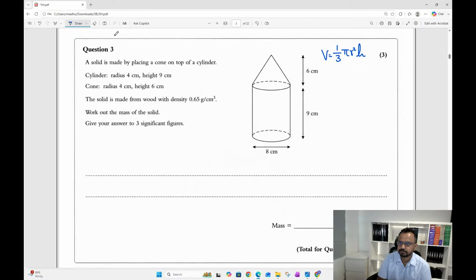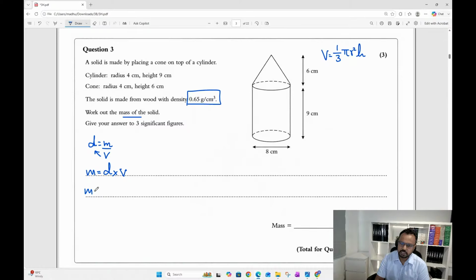Don't worry. All right. A solid is made by placing a cone on top of a cylinder. The cylinder has radius 4 and height 9, and you can see that. The solid is made from wood with density 0.65. Work out the mass of the solid. Okay, guys. You can clearly see there's density and mass, so what's the formula? Density is equal to mass over volume, so the mass is density multiplied by volume.